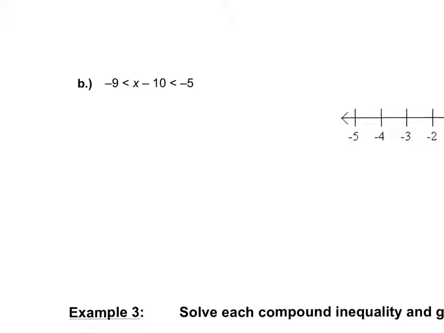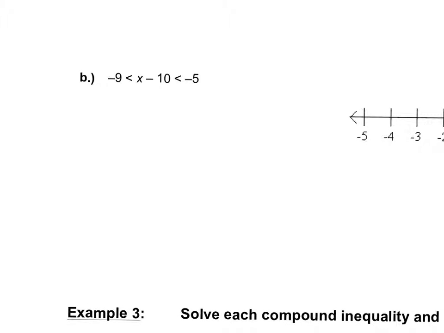This is also another and, you can tell because there's one in between. There's no word or. You're going to notice that the other ones are going to have the word or. Add 10 to all sides. -9 plus 10 is 1. We write less than. X less than 5.